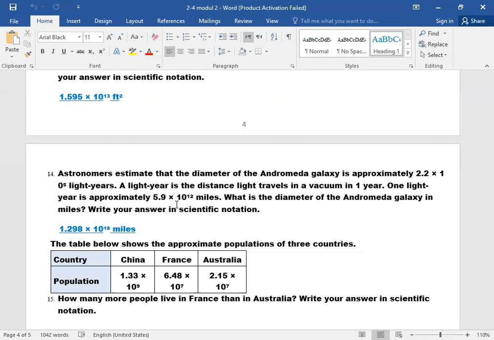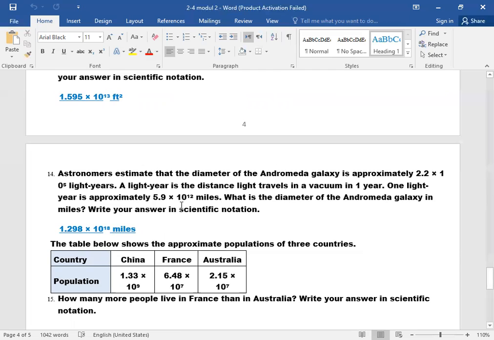A light year is the distance light travels in a vacuum in 1 year, and 1 light year is approximately 5.9 times 10 to the power of 12 miles. So what is the total? Then we are going to multiply.